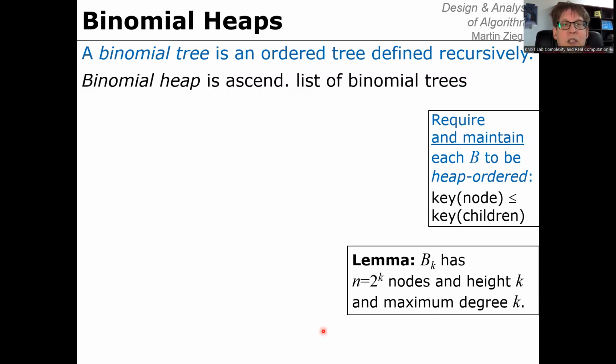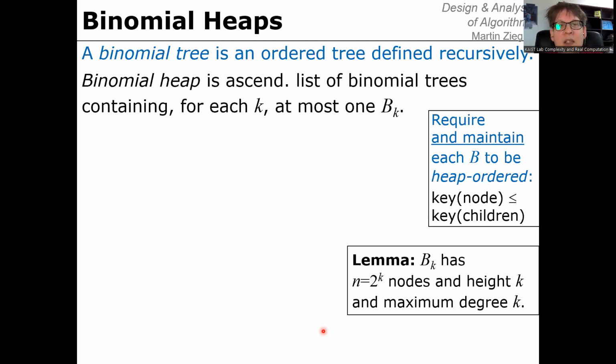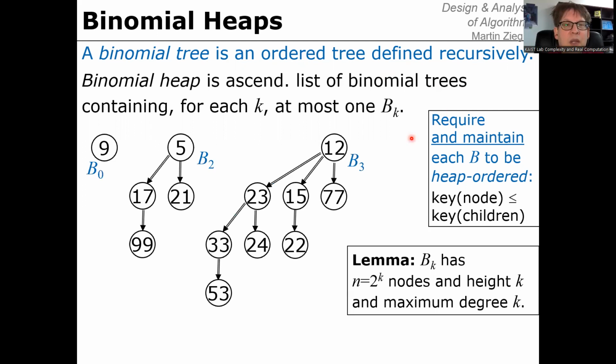So here you see the formal definition. A binomial heap is a list. Remember, we talked about list data structures. Actually, it's an ascending list of binomial trees of different sizes. That's an important property. The sizes of the binomial trees in a binomial heap must all be different, must be strictly ascending. Therefore, each one can occur at most once, but some may actually be absent. Let's look at an example, shall we?